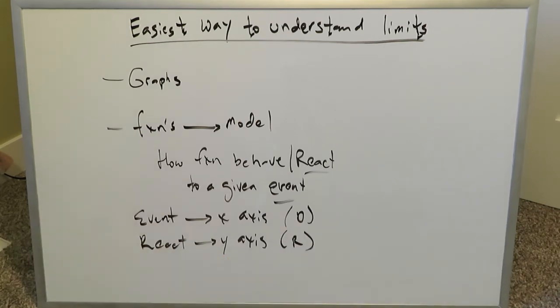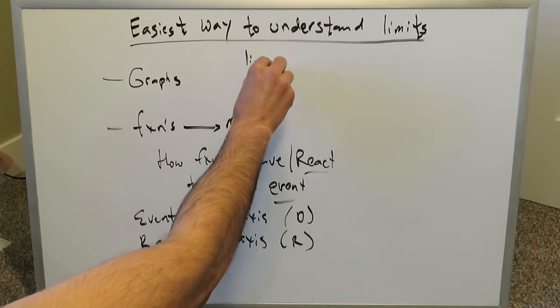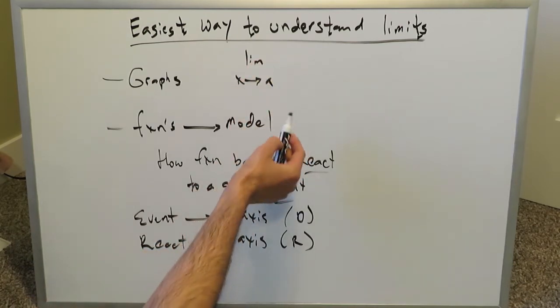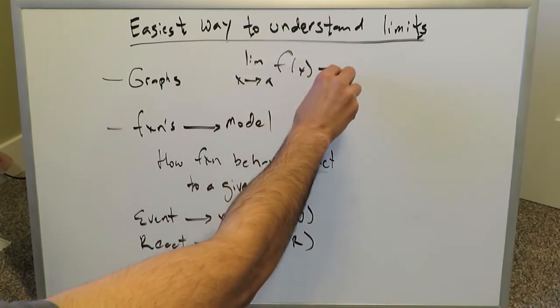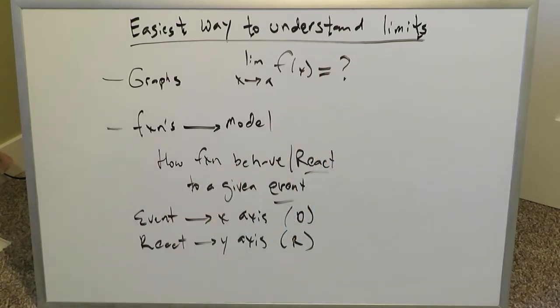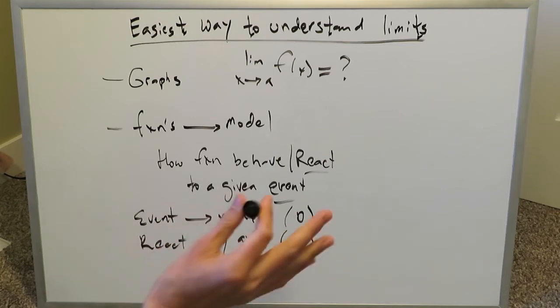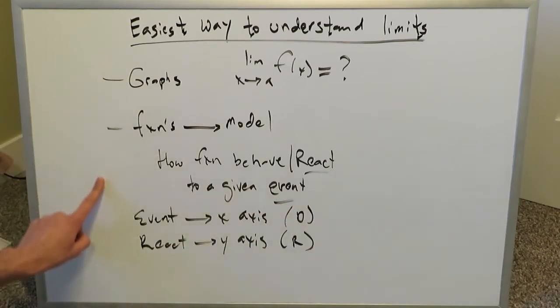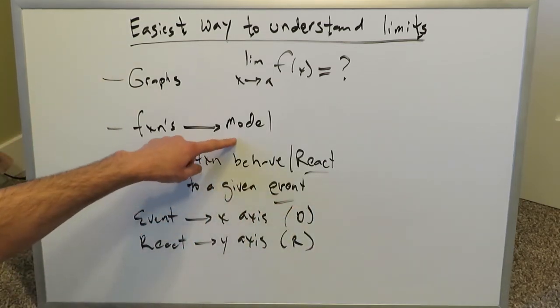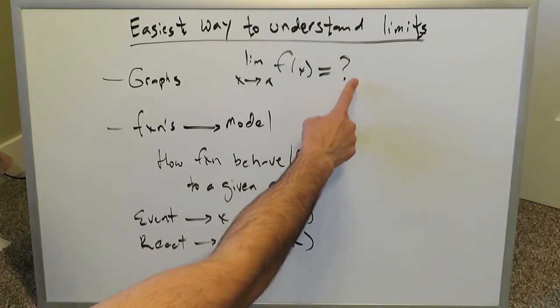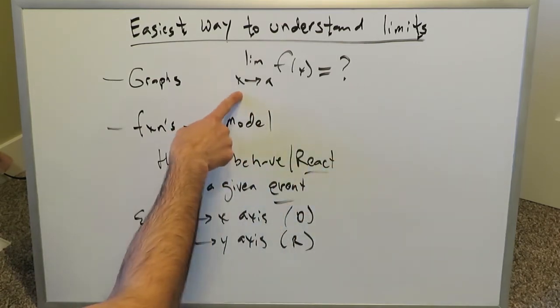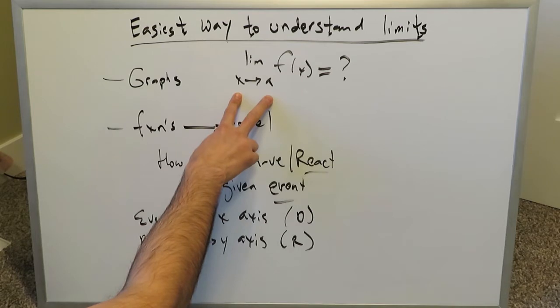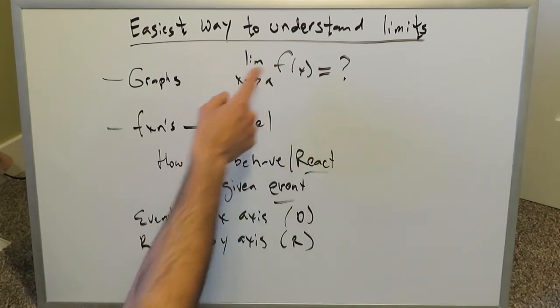We know limits are written in the following way: limit as x approaches a given value, we'll call that a. What happens with the function is what we have to determine. The easiest way to understand what limits are is to look at things from this perspective. You have a given function which represents a model. You're trying to determine how a function reacts or behaves when a given event occurs or a given stimulus is impacted upon that function.